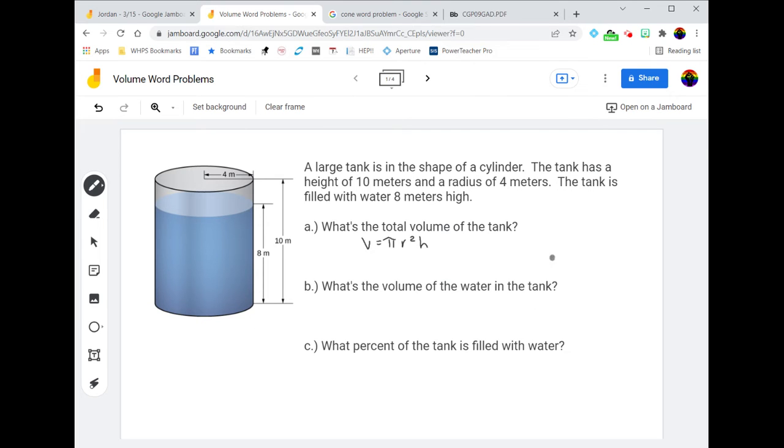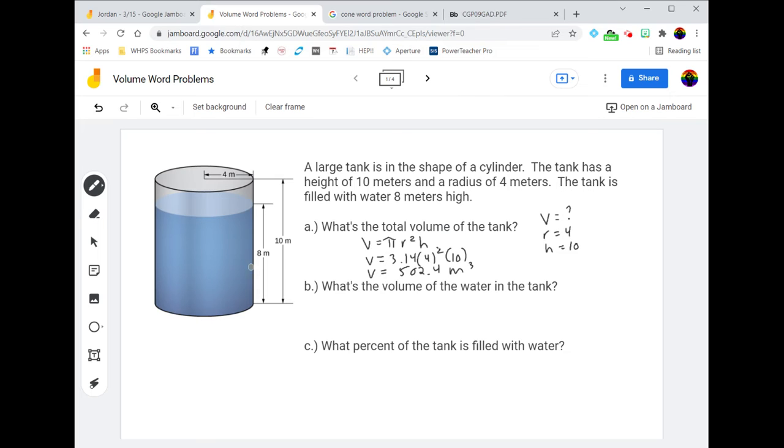Looking at the diagram for the total tank, not the part with water, we don't know the volume, we know the radius is 4, and we know the height of the tank is 10. I'll plug those pieces of information into the formula for a cylinder, and I'll find that the volume of my cylinder is 502.4 meters cubed.